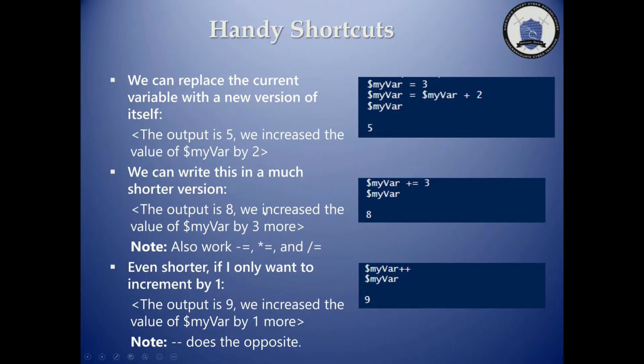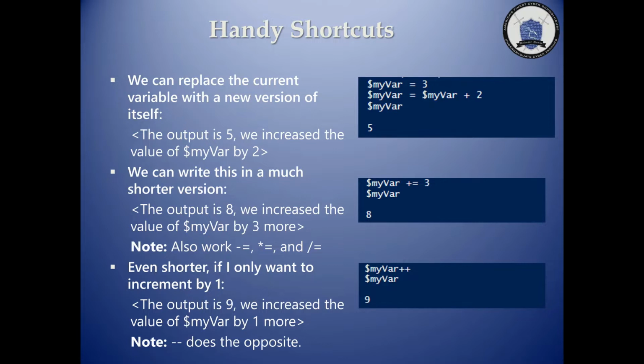Now this is really, really important: this operator will do different things depending on what variable type it is. If it's a number variable type, it will just add it like you would expect. If it's a string, it will append. It will just concatenate. If it is an array, it'll add it to the end of the array. So you just have to be really careful whenever you're doing that.